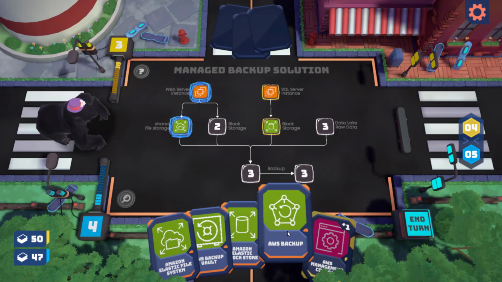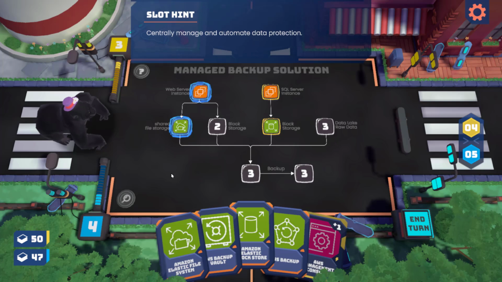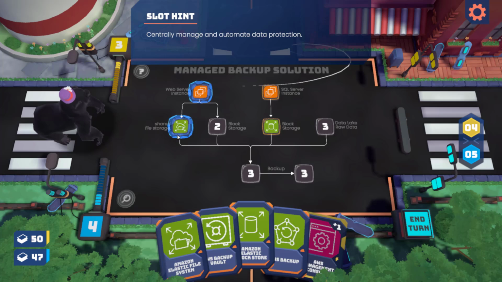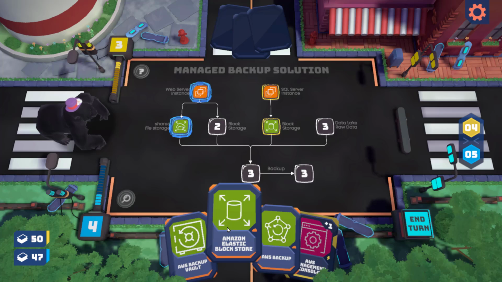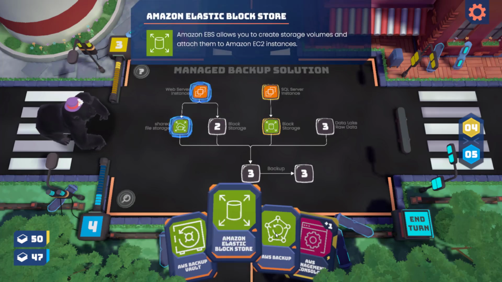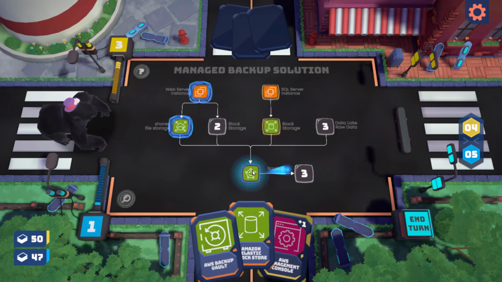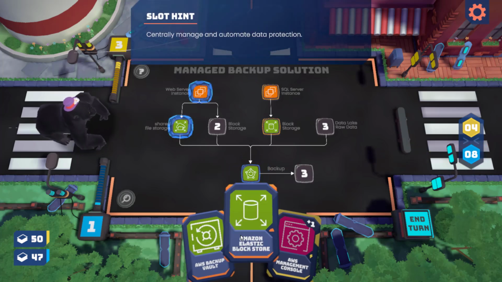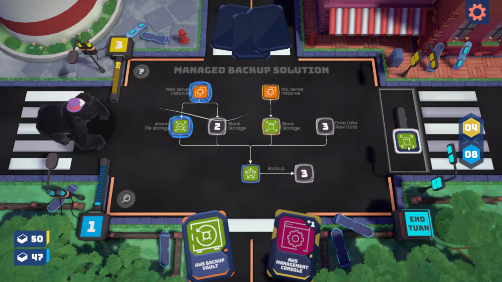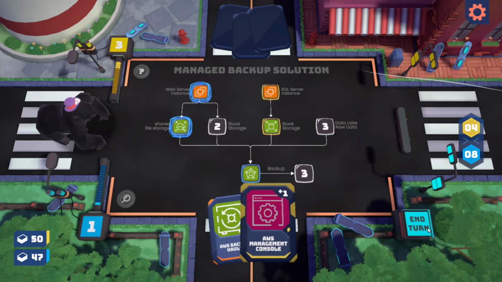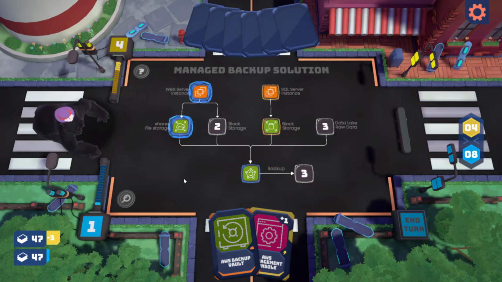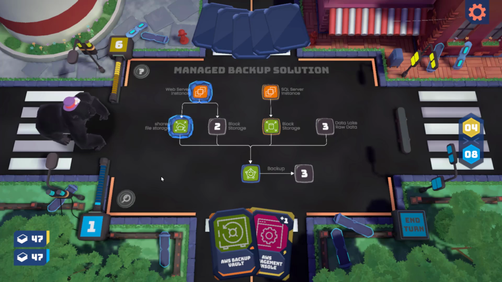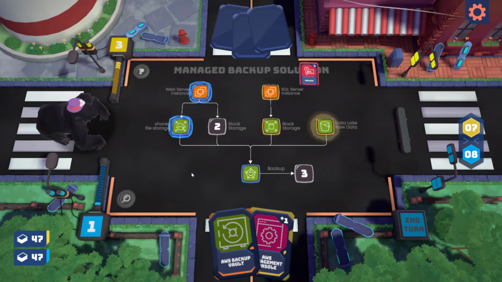We have backup. We can place it there, but I don't have a protection. He might steal it. File system, I already placed it, so we don't need that. Block, yeah, we might need it there, but let's use the backup. And block storage, let's scrap it for now. We have plenty of cards. Let's end the turn. Let's hope he doesn't steal our backup. Oh, he has plenty of energy. He might do that. Okay, maybe not.